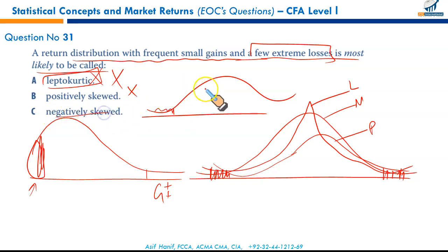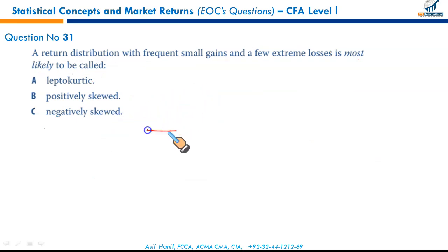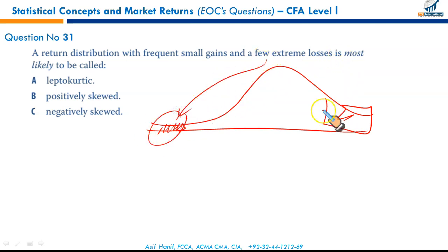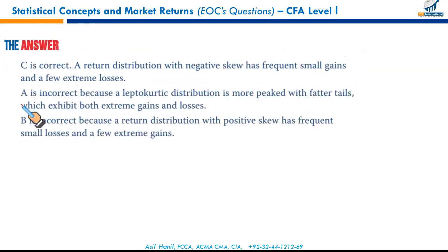Negatively skewed one. Then look at this one. This is negatively skewed. I think I've just misdrawn the figure. This is the one that is negatively skewed. With a negative skew, it has frequent small gains with few extreme losses. This makes much sense. Few extreme losses with frequent small gains. So that will make C to be the correct option. C.